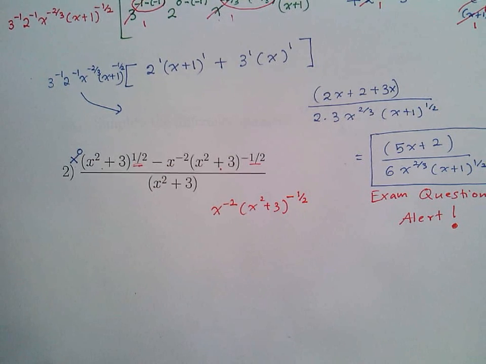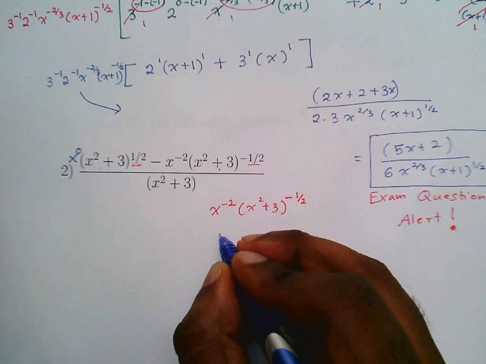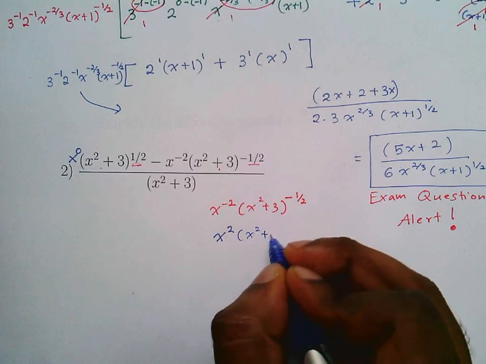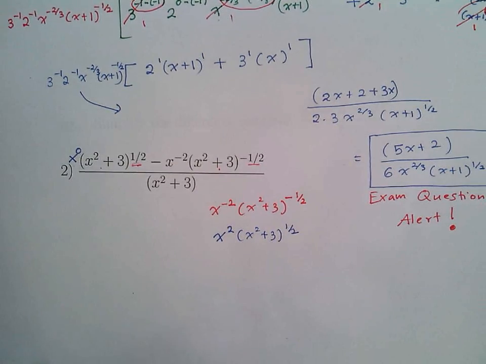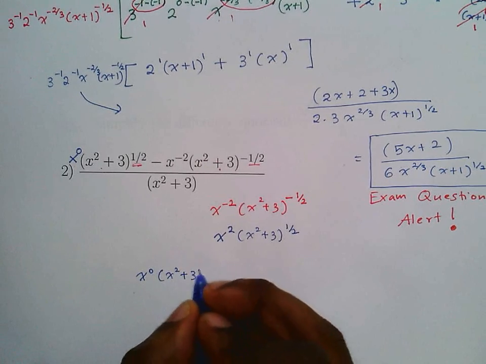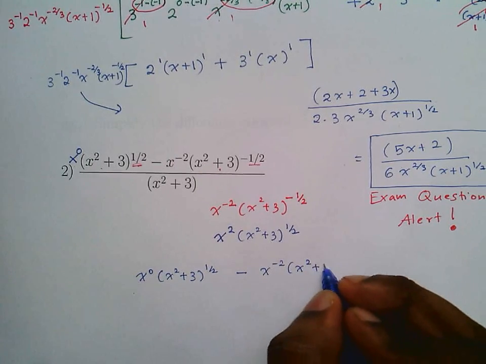Okay, so let's take it out. Oh, well, let me do it in a different way, and if you find this easier, do it this way. So what I'm going to do is make these exponents positive: x squared plus 3 to the power plus 1/2. So make the exponents positive. Okay, and then multiply the numerator and the denominator by this guy. So let me write this down again. X to the 0, x squared plus 3 to the power 1/2 minus x to the -2, x squared plus 3 to the -1/2.